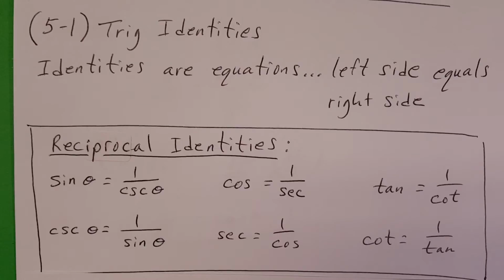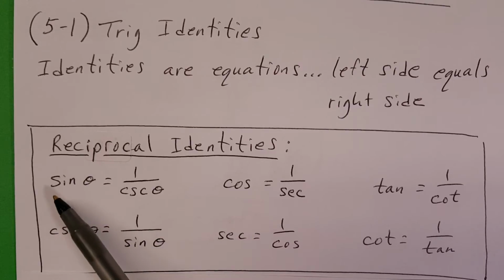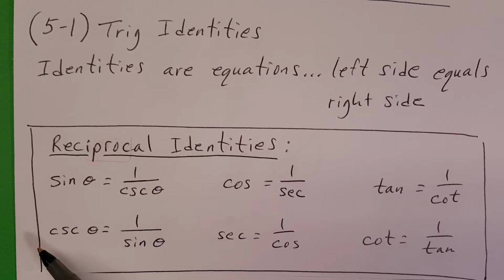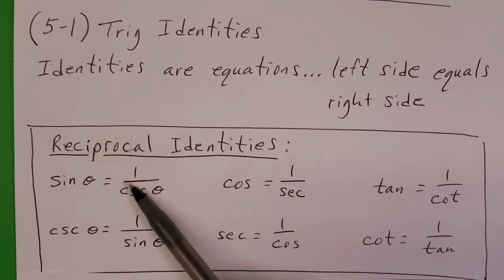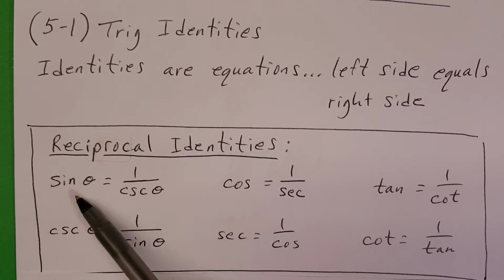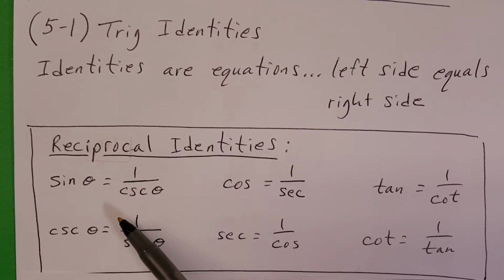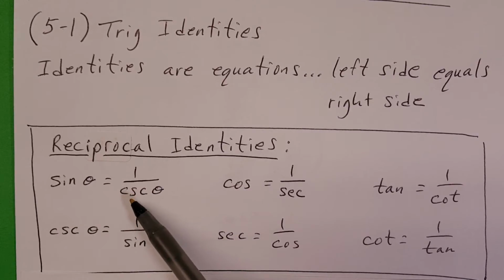For example, pick an angle, any angle. How about, I don't know, pi. Sine of pi, right? Hit that on the calculator. Sine of pi equals, you get an answer. Then if you do 1 divided by cosecant of pi, hit equals, you get an answer. Those answers will be the same. So whether you use this or this, you get the same answer. They're identical. That's why they're called identities.